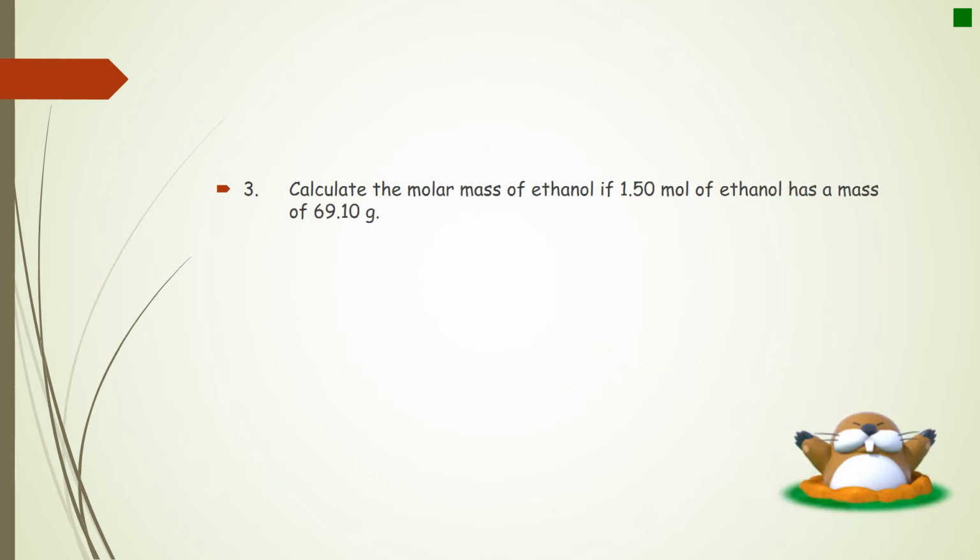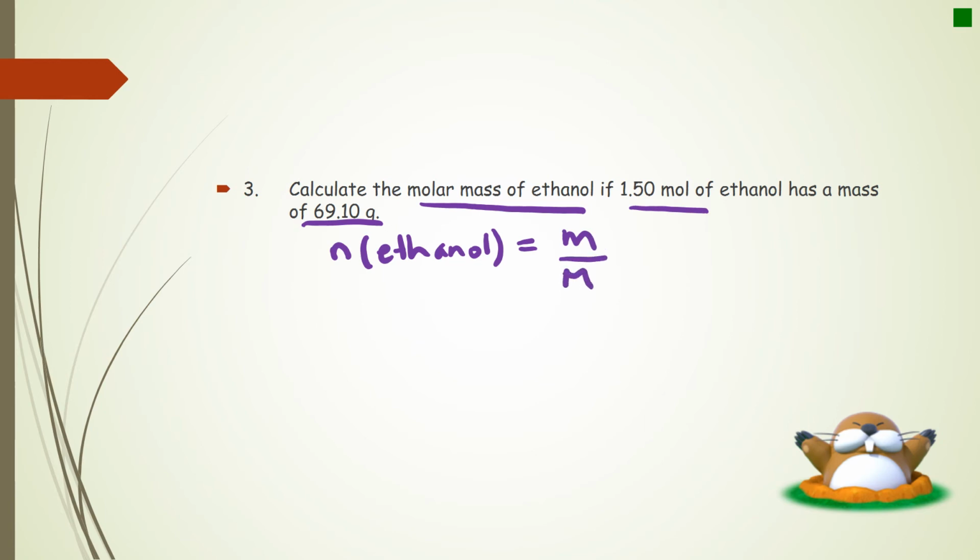Now let's try our third example. We have been asked to calculate the molar mass of ethanol if 1.5 moles of ethanol has a mass of 69.1 grams. Now with this particular question, you don't know the formula of ethanol. You are supposed to work out its molar mass. So let's work it out. We're going to say the number of moles of ethanol, tell your marker what you're doing, is equal to a mass over a formula mass.